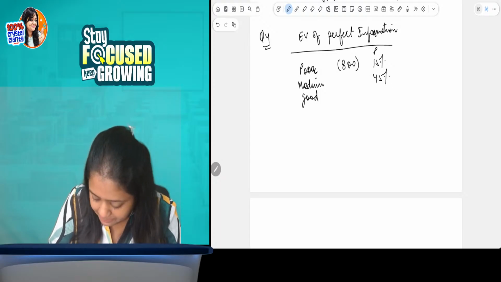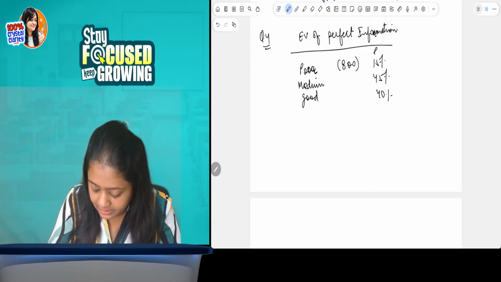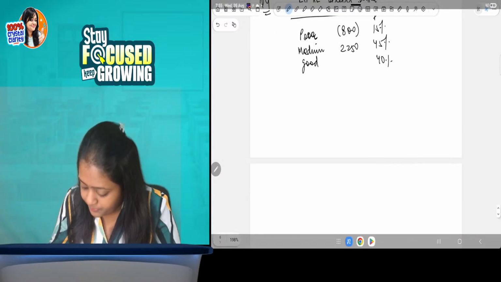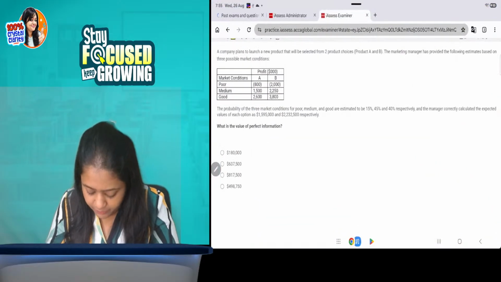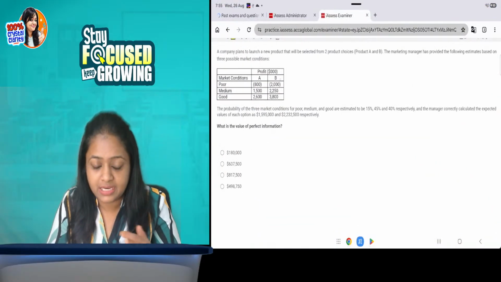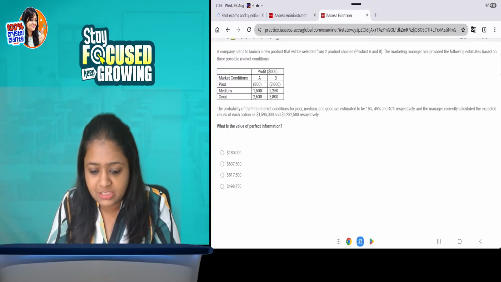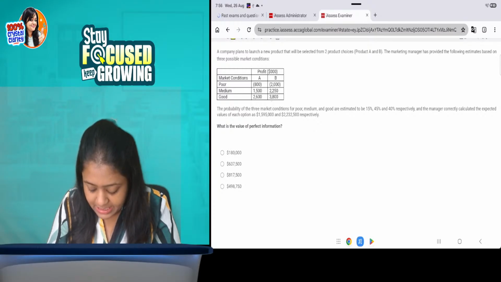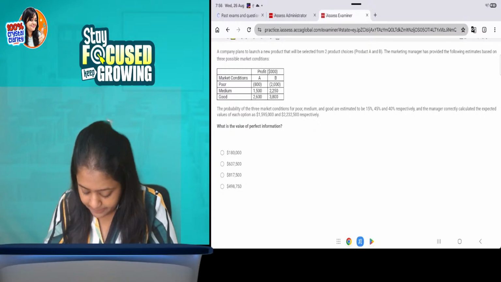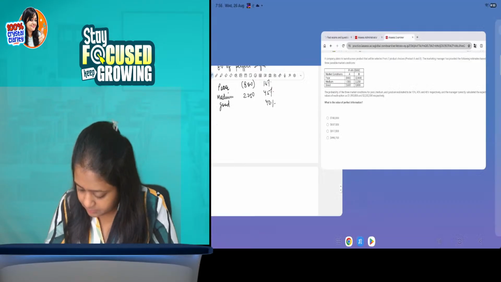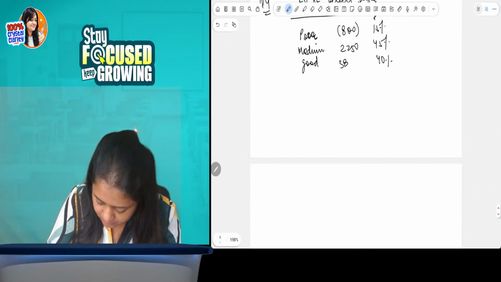Then it is 45%. I think it is 40. I will validate it. Here we will take 2250. Why? Because if you observe, the figures are in thousands. I'll increase it by 1000. In perfect information, we always select the best option out of the two. So here the best option out of the two is 2250 for medium. For good, it is 3800 and the probability is the same. Take the figures in thousands.